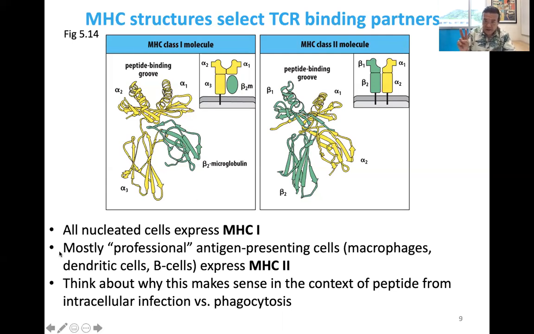MHC2, though, is different. Only a small subset of your body's cells bother having MHC2 on their surface in addition to MHC1. This subset of cells, not surprisingly, are some of your immune cells. So we call these immune cells professional antigen presenting cells, or APCs. These include things like macrophages, dendritic cells, and B cells. In particular, macrophages and dendritic cells work by phagocytosing things.